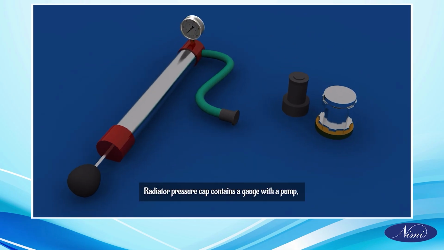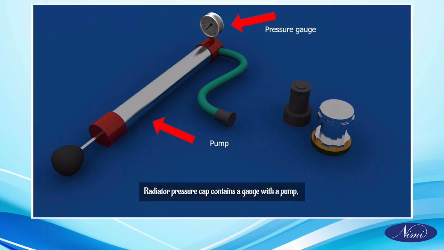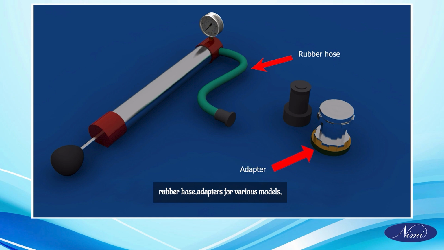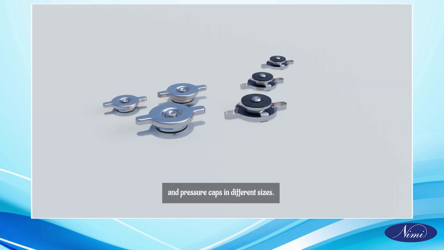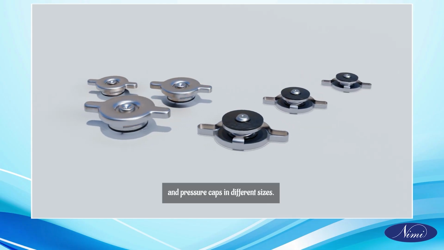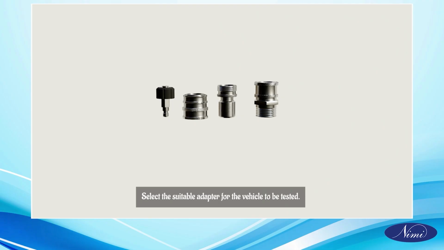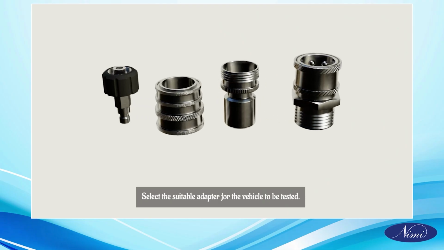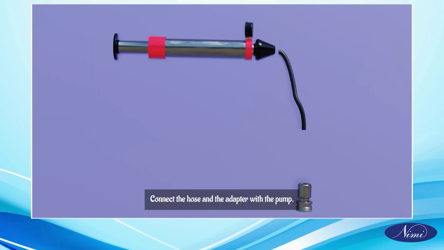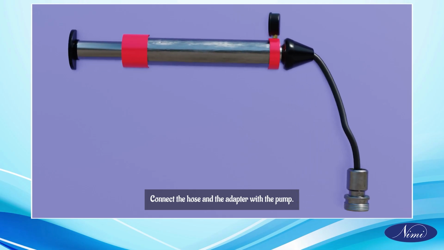The radiator pressure tester contains a gauge with a pump, rubber hose, adapters for various models, and pressure caps in different sizes. Usually, the gauge is fitted with a pump. Select the suitable adapter for the vehicle to be tested. Connect the hose and the adapter with the pump.